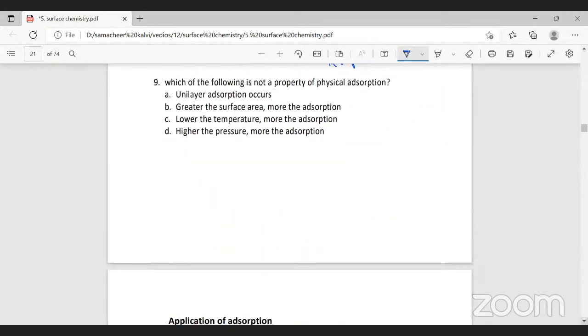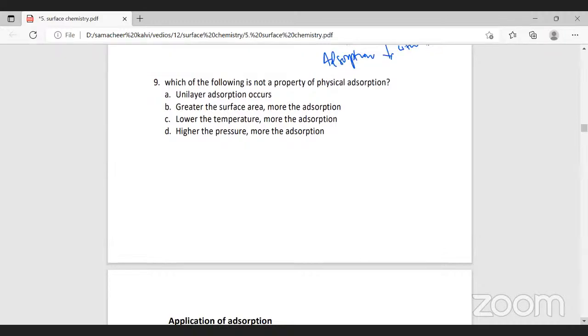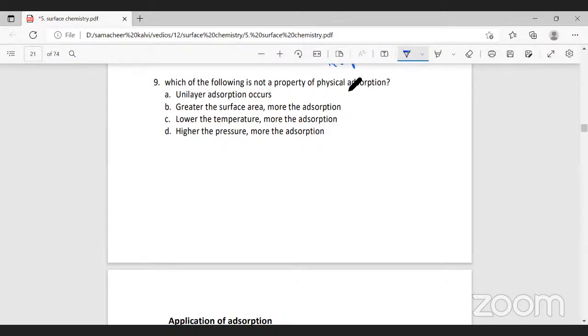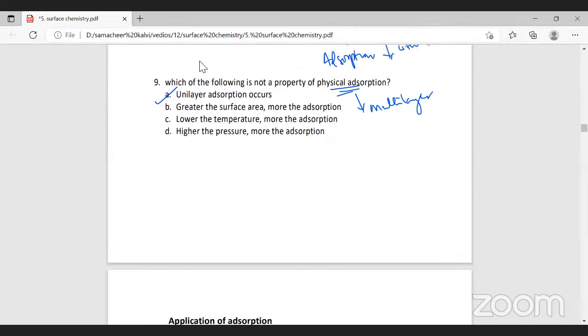The next question: which of the following is not the property of physical adsorption? Greater the surface area, more adsorption. Lower the temperature, more the adsorption. Higher the pressure, more the adsorption. So physical adsorption is multi-layer. Here they asked which is not the property of physical adsorption. So unilayer adsorption occurs is not the property of physical adsorption. Hence, the answer is option A.